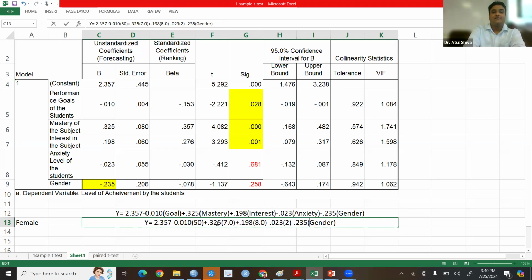And she is a female, so she will be put as 1. If he was a boy, then 0. If male, it is 0. For female, it is 1. Now solve this equation, and you will get the CGPA of this roll number 1.